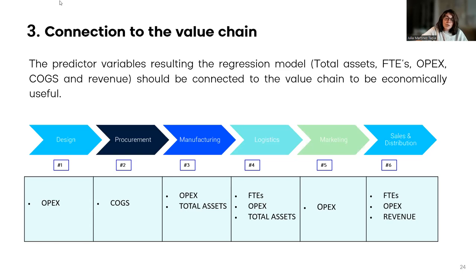So the idea is using these predictor variables to put different weights over the value chain, in order to help and add objectivity to the distribution of the residual profit within the value chain.